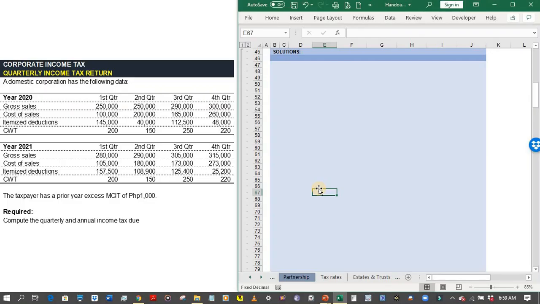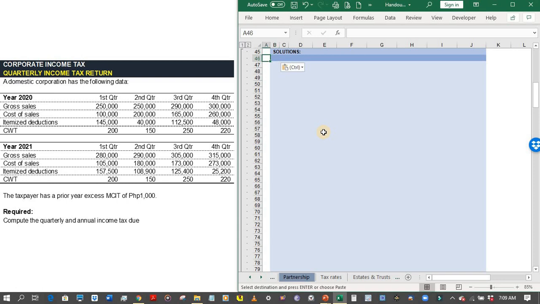So in our problem, the taxpayer is a domestic corporation and we have quarterly information for the years 2020 and 2021. The information in our problem is non-cumulative because if you notice, the figures are not increasing from first quarter to fourth quarter. However, for quarterly reporting, it should always be on a cumulative basis. And the taxpayer has a prior year excess MCIT of 1,000 pesos. Then the requirement is to compute the quarterly and annual income tax due.